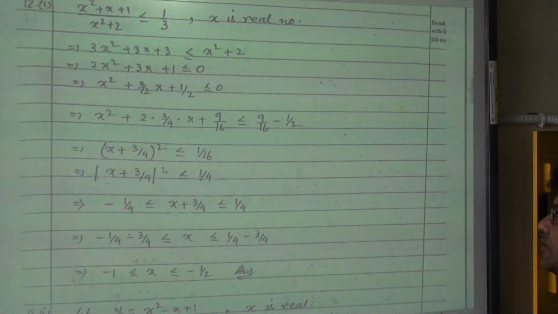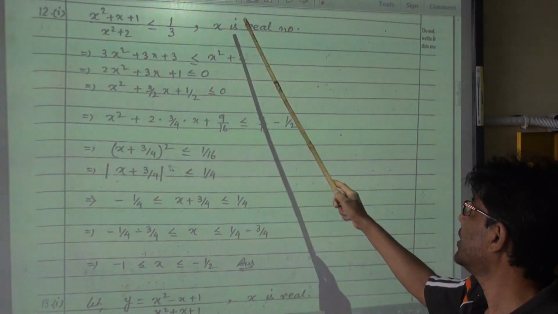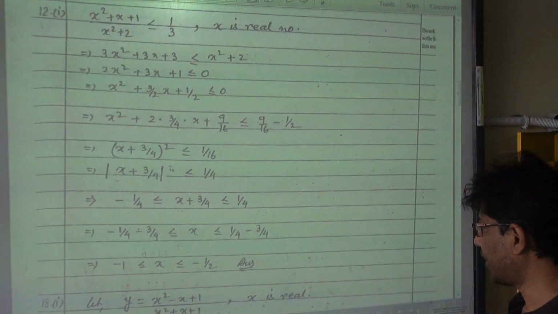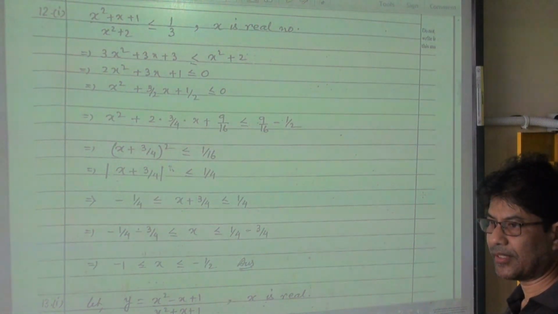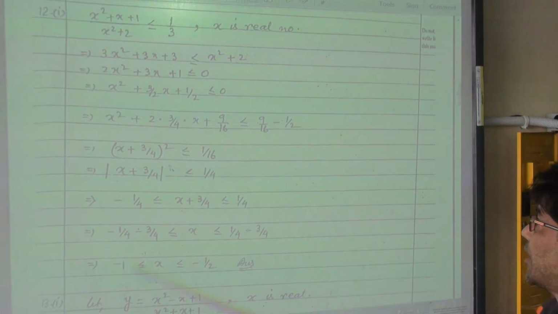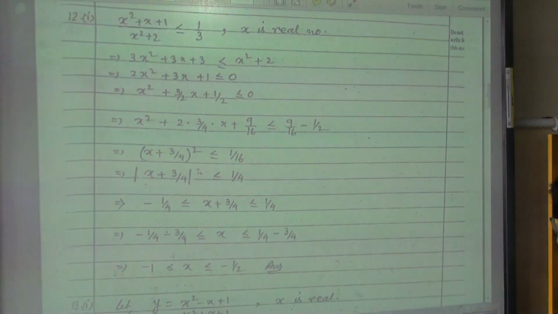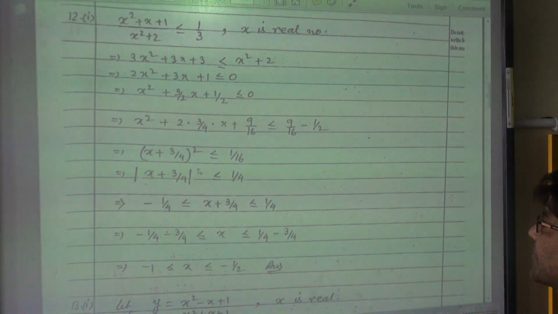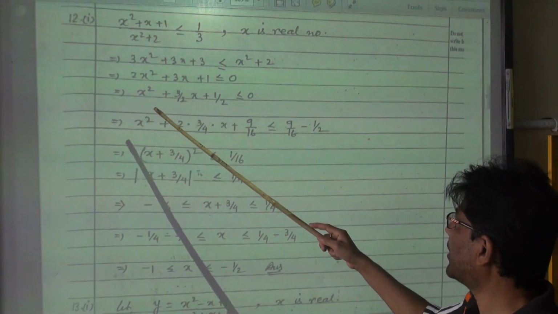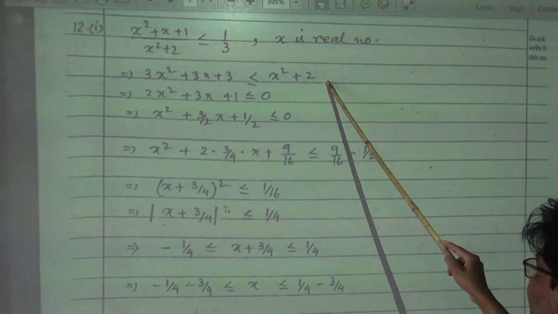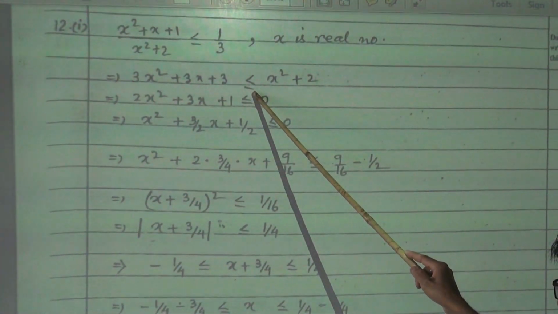Next is inequalities. This type of expression is given, x is a real number. You have to find out the range of x, where x should lie so that this expression's value is coming less or equal to 1 by 3. X is a real number, not a complex number. So first of all, I have cross multiplied 3 into this and this into 1. That's what I have written here. Order is remaining the same. Less or equal to, here also less or equal to.